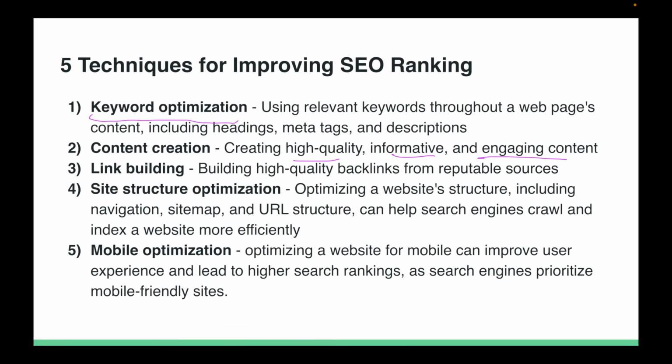The third is link building. This obviously goes back to incoming inlinks and outlinks and the quality of those, depending on the algorithm. And then we have site structure optimization. So we're going to optimize a website structure to make it more navigable. And this might include a sitemap and an intuitive URL structure so that search engines can easily crawl into our website and index it more easily.